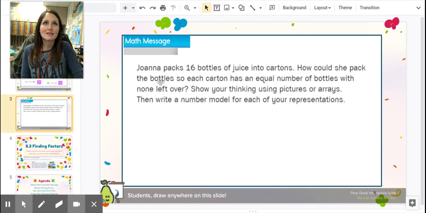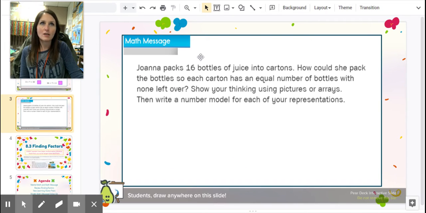Your math message says Joanna packed 16 bottles of juice into cartons. How could she pack the bottles so each carton has an equal number of bottles with none left over? Show your thinking using pictures or arrays. Okay, and then write a number model for each thing that you make.